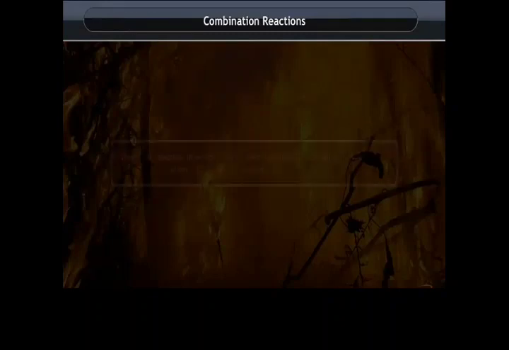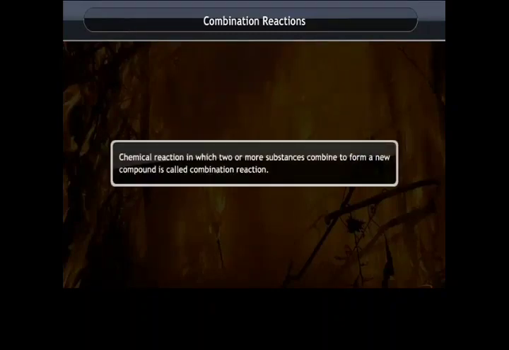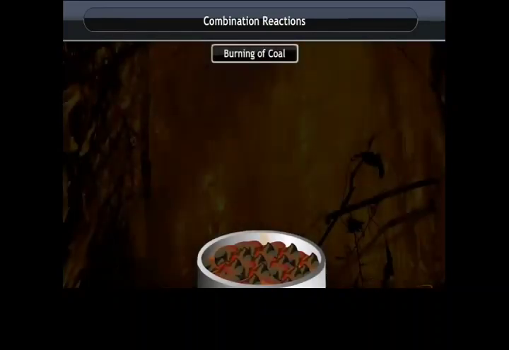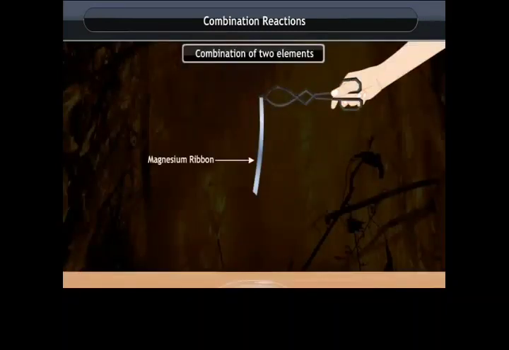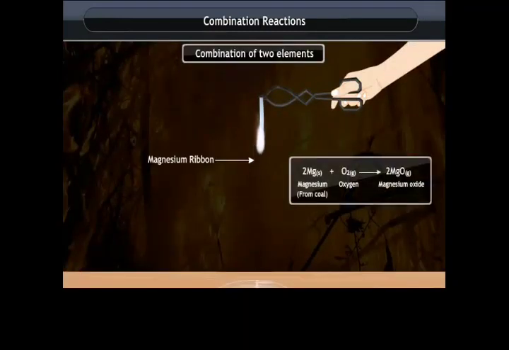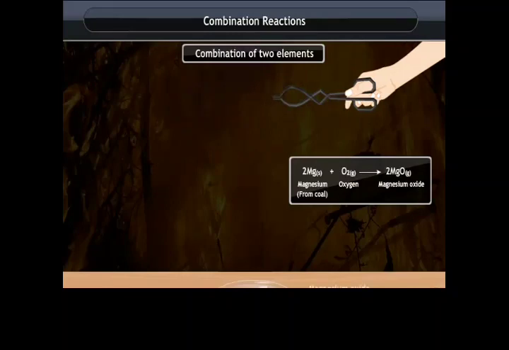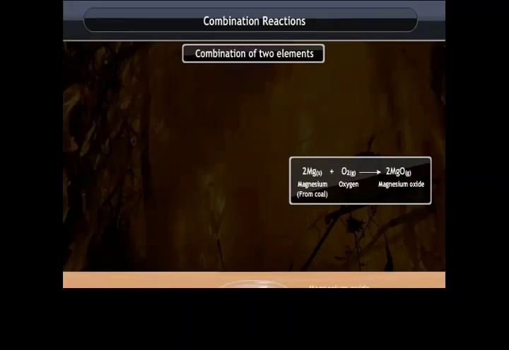Combination reactions. A chemical reaction in which 2 or more substances combine to form a new compound is called a combination reaction. For example, coal is primarily carbon. When it burns, it combines with oxygen present in the air to form carbon dioxide. On burning of magnesium ribbon, magnesium combines with oxygen present in the air to form magnesium oxide. In this reaction, two elements combine to give a single compound, that is MgO.